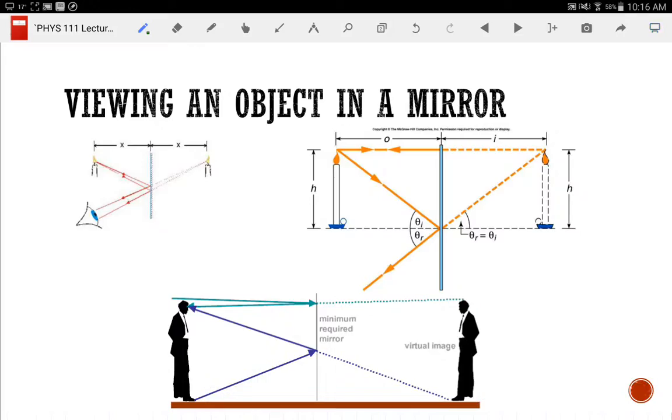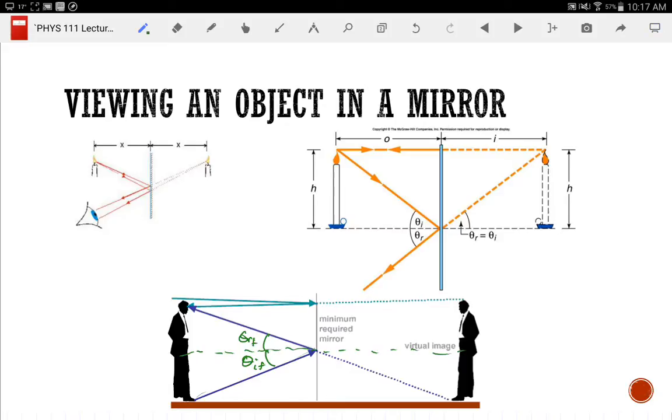So here should be a picture of a gentleman looking at himself in a mirror. He's a gentleman because he's wearing nicer clothes than I ever wear. Light from his feet comes up, hits the mirror, comes back to his eyes. Light from the top of his head comes down, hits the mirror, comes back to his eyes. Using the same geometry that we just looked at, if I draw these normals, theta incident for the foot, theta reflected for the foot, how do those two angles compare?